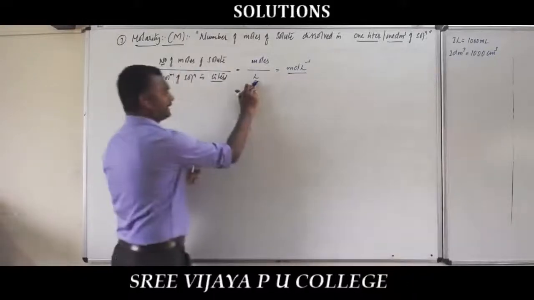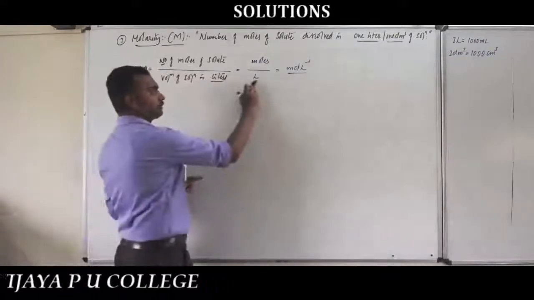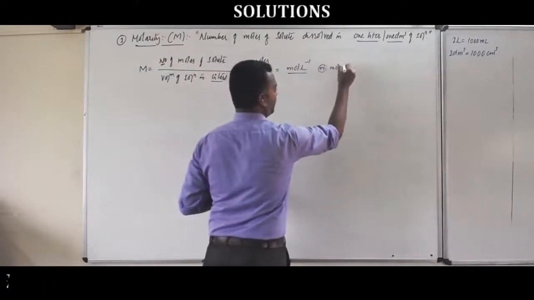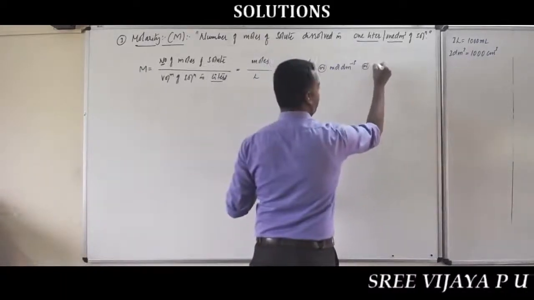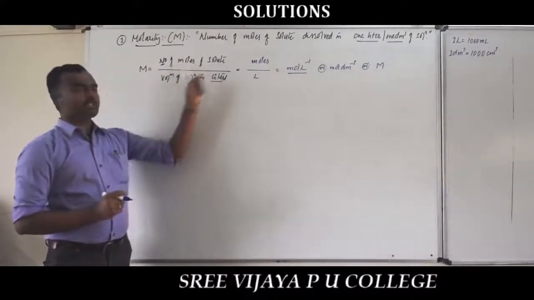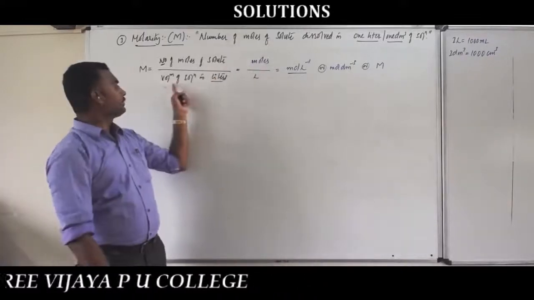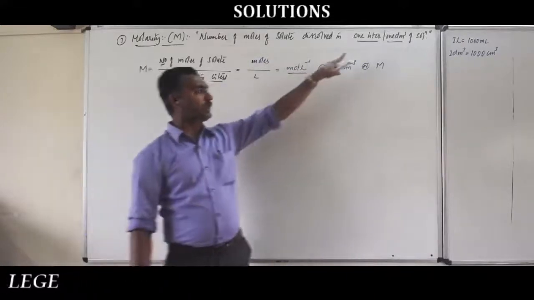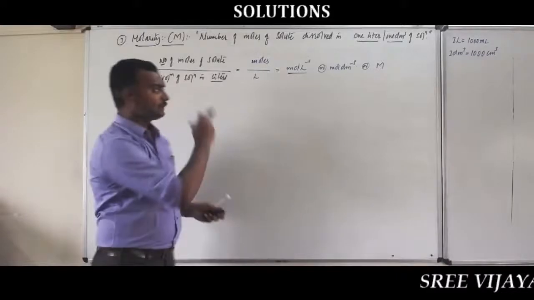Sometimes, instead of taking 1 liter, we can take 1 dm cube. Instead of liter we can use dm cube, and the unit can be written as mole per dm cube. That is also a unit of molarity. Simply, molarity can be written as capital M. That is also a unit. So mathematically, molarity is the number of moles of solute divided by volume of solution in liters. The unit is mole per liter, or mole per dm cube, or simply capital M.